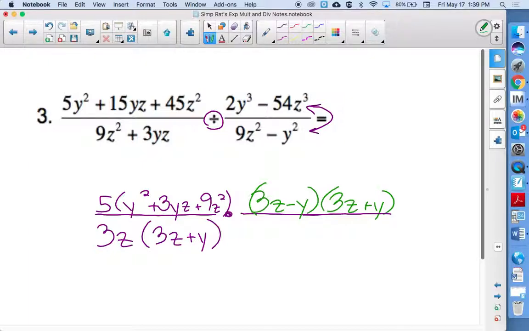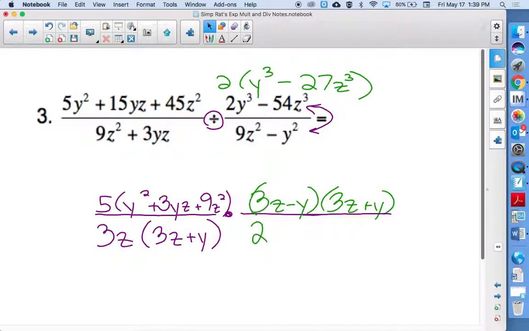So this is what's currently in the numerator. Chelsea, is there anything you can factor first? Yeah, so if we pull out a 2, that's y cubed minus 27z cubed. So we pull out a 2. Brandon, what do you notice? It's a perfect cube. Perfect cube, yeah.